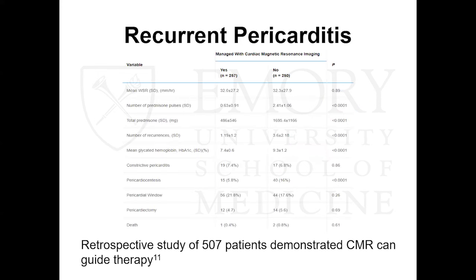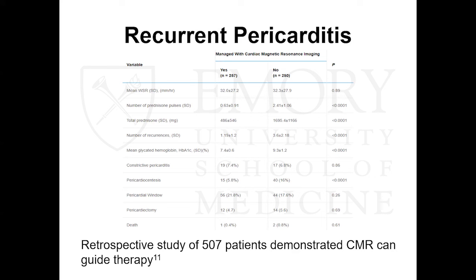The next thing that I want to go over is another Cleveland Clinic study that I thought was really valuable because it took a look at guidance of therapy in recurrent pericarditis. So many of our patients with recurrent pericarditis are going to get a lot of steroids, which comes with its own set of complications. And if we can reduce the amount of steroids that they're getting, that's better for the patient. In addition, patients with recurrent pericarditis are at increasing risk for things like constrictive pericarditis and subsequent procedures like pericardiocentesis, windows, and pericardiectomy.